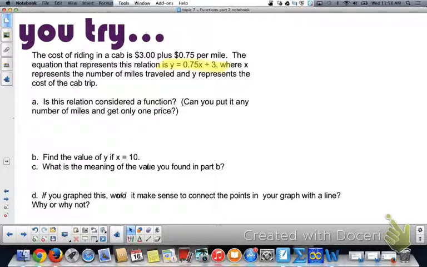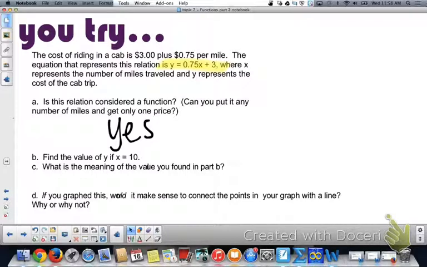Is this relation considered a function? Can you put in any number of miles and get only one price? Yes, like if I put in 2 miles, 75 cents times 2 is $1.50 plus 3 is $4.50. And if you get in a cab and you ride 2 miles, you better be paying the exact same thing. So yes, it is a function.